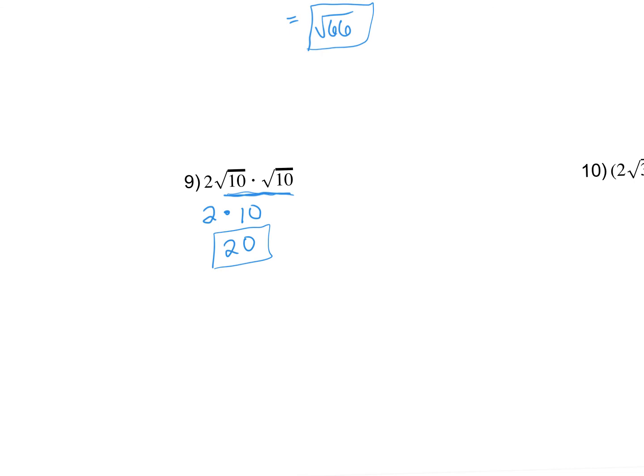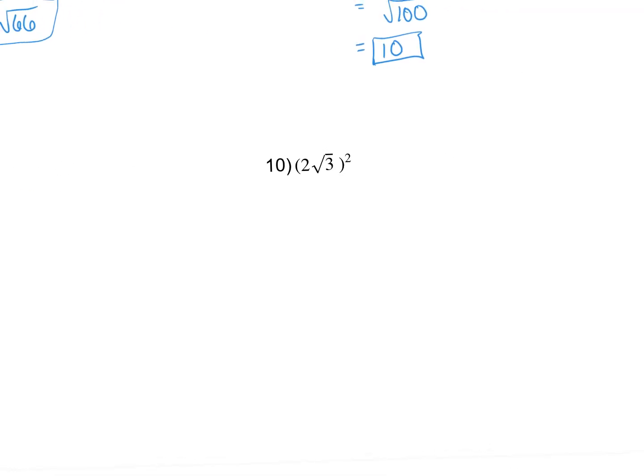Number 10, here, 2 root 3 squared. So this is the same as saying 2 root 3 times 2 root 3. So then I'm going to move the numbers on the outside, 2 times 2, and root 3, I'm going to pair them together. Root 3 times root 3. 2 times 2 is 4. Root 3 times root 3 is the same thing as root 9. And the square root of 9 is 3. So this is the same thing as saying 4 times 3, which is 12.